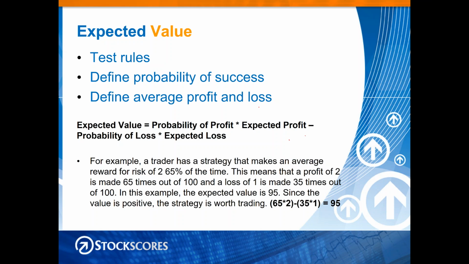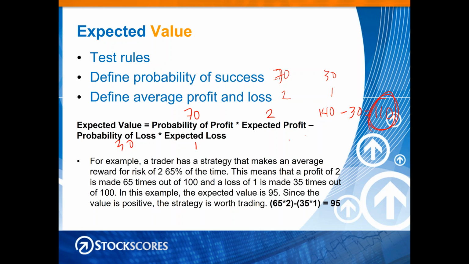So if I define a strategy that says it makes money 70% of the time, and when it makes money, it makes $2, and 30% of the time, it loses $1 per share. Okay, I can then calculate the expected value of that strategy. I can say I have a 70% chance of making a profit, and when I make a profit, on average, I make $2 per share. And I have a 30% chance of losing money, and when I lose, I lose $1 a share. And so 70 times 2 is 140, and 30 times 1 is 30, so that gives me an expected value of $110.